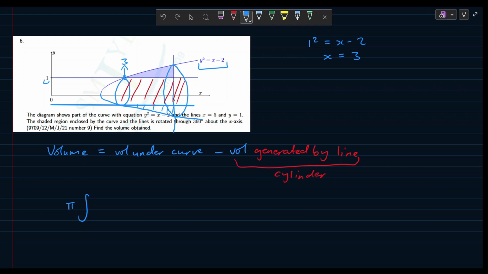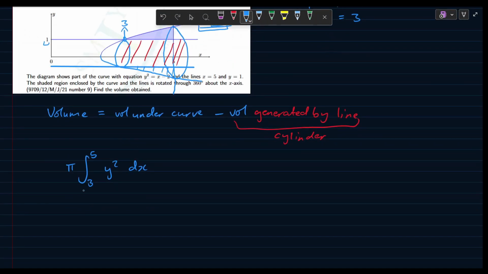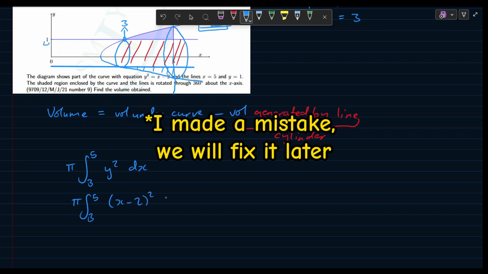And then at this point, we're given that our x is 5. So we're integrating from 3 to 5. And since this is around the x-axis, it means that this is going to be y squared with respect to x. So we need to make y squared the subject of the formula. It's already the subject of the formula, so we can just pick the expression x minus 2 and substitute. So that's pi, the integral from 3 to 5 of x minus 2 squared with respect to x.